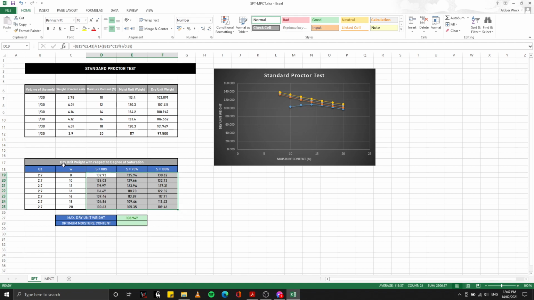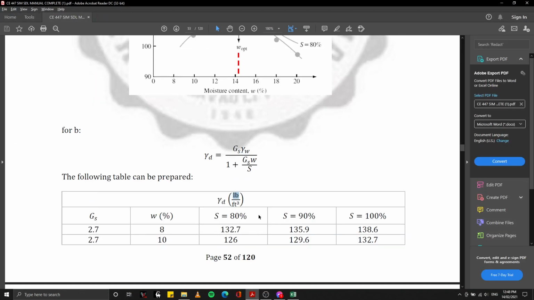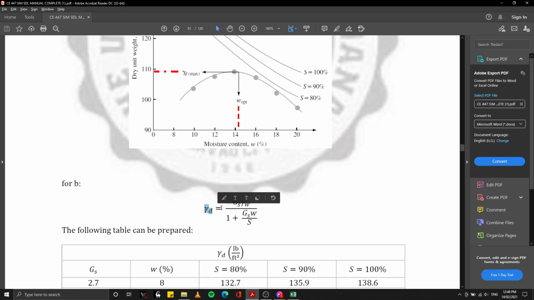Now, for the dry unit weight with respect to degree of saturation, hindi same ang formula na gagamitin natin compared dito sa ginamit natin kanina. Ang gagamitin natin na formula is this one. γd is equal to Gs times unit weight of water over 1 plus GsW divided by the degree of saturation.